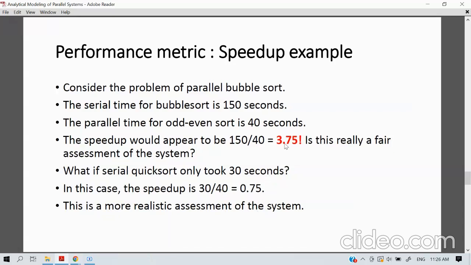So this is a more realistic assessment of the system. Okay, compared to this one lah. So yang ni tak sesuai untuk kita measure. Kalau yang ni lebih sesuai untuk kita measure sebab dia punya masa taken time, okay, runtime dia lebih kurang sama, right?